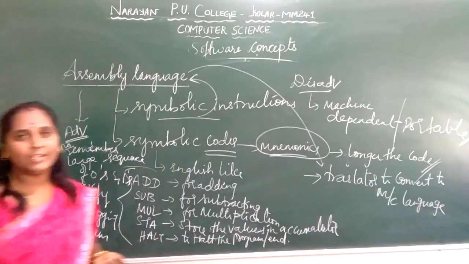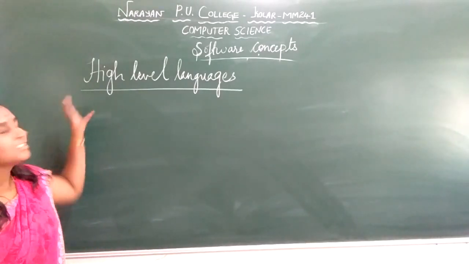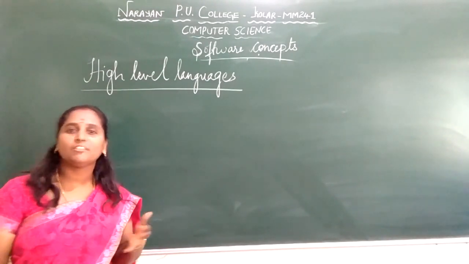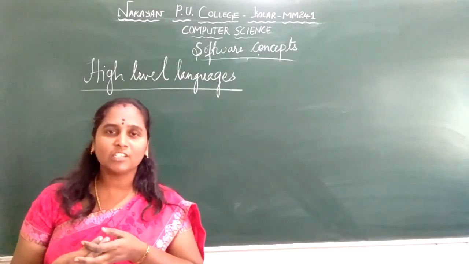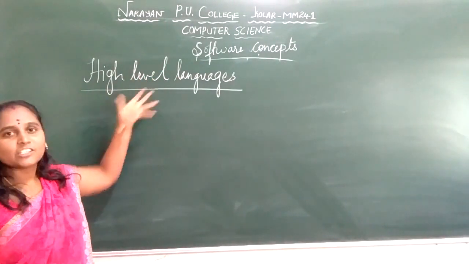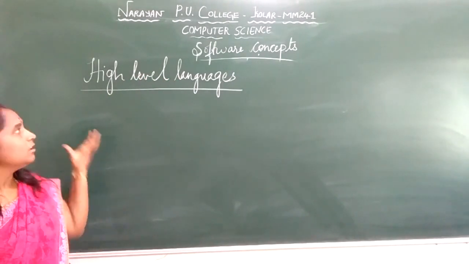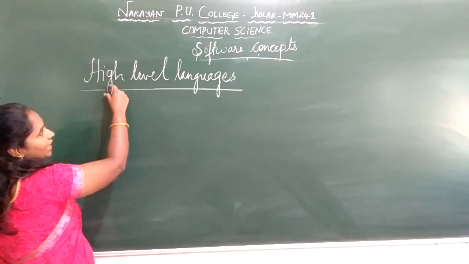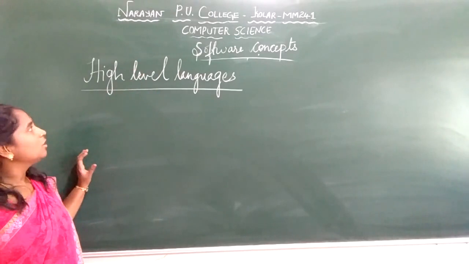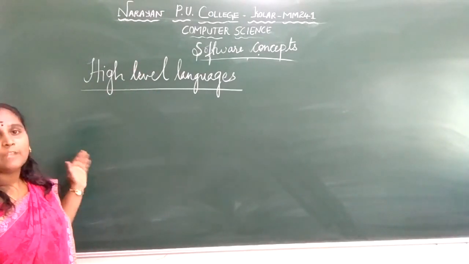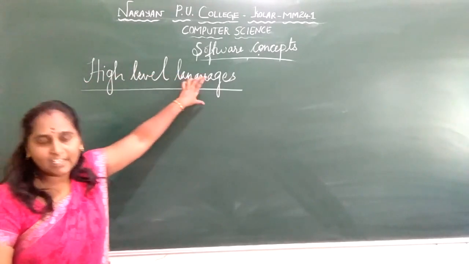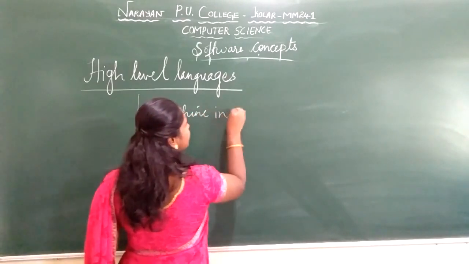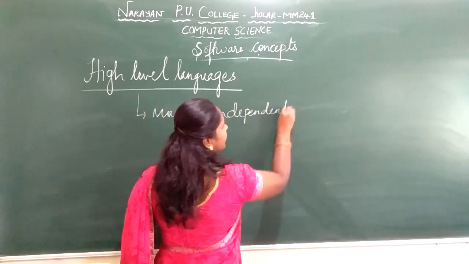Next, we'll see high level programming language. See students, we have discussed low level languages, that is machine level language and assembly level language, and we have seen all the features of both. So next is high level programming language. In order to overcome the disadvantages faced in low level language, we have a programming language called high level language. Your high level language is machine independent and portable.